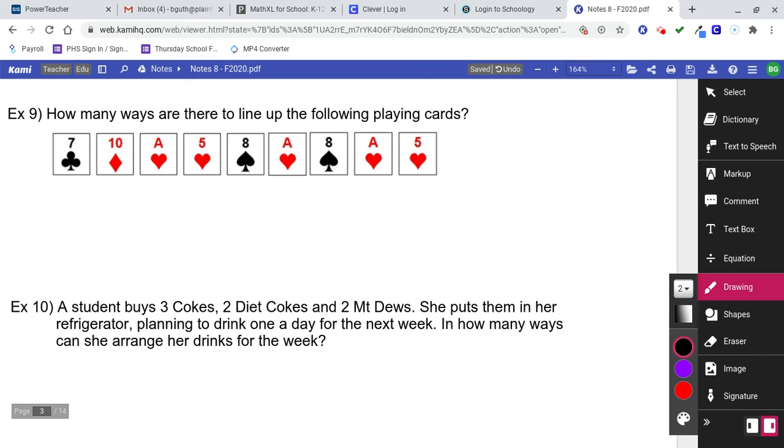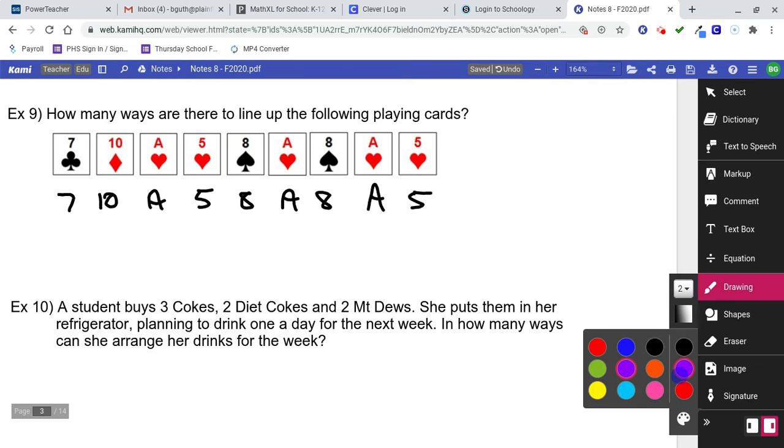Number 9. How many ways are there to line up the following playing cards? So notice some of those cards are the same. You see how there's several ace of hearts? You got a couple of 8 of spades and a couple of 5s. Think about it this way. There's a 7 and a 10 and an ace and a 5 and an 8 and an ace and an 8 and an ace and a 5. This really is the same problem as the Mississippi problem. Those aces are indistinguishable and those 5s are indistinguishable. If I switched 2 5s around, you'd never know. This is the exact same problem in disguise.